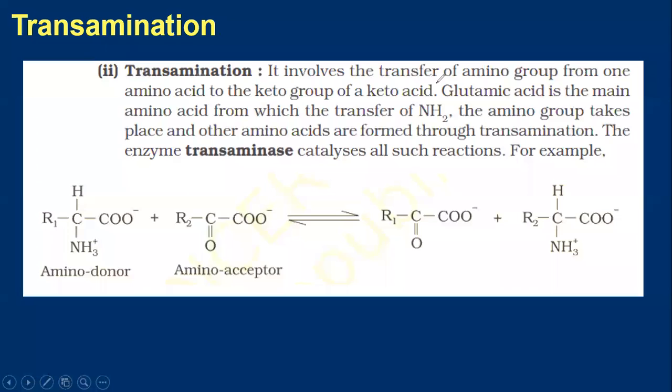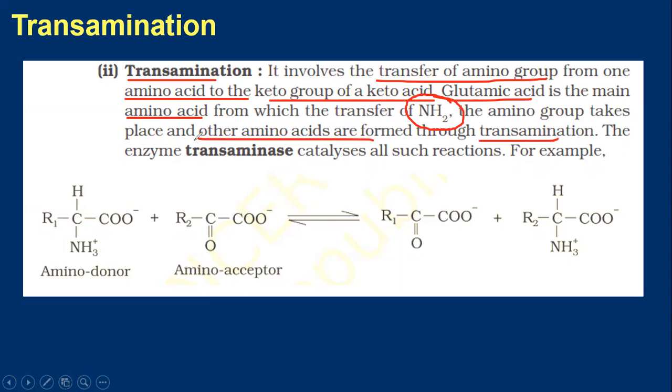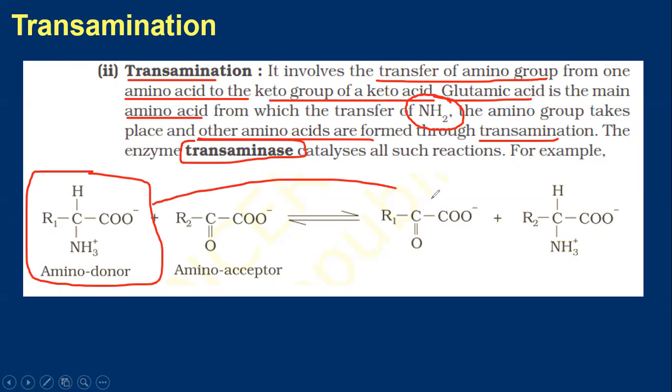Next method is transamination. It involves a transfer of the amino group from one amino acid to the keto group of the keto acid. Glutamic acid is the main amino acid from which the transfer of the NH2 group, the amino group, takes place, and other amino acids are formed through transamination. The enzyme transaminase catalyzes all such reactions. Is that clear? So this is converted to this by the process of transamination.